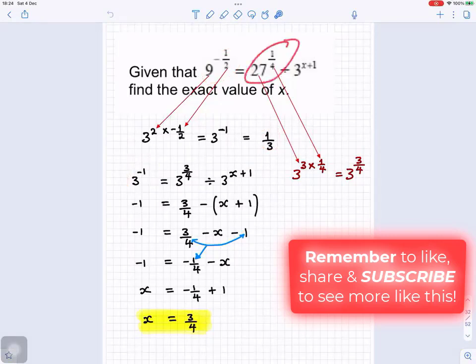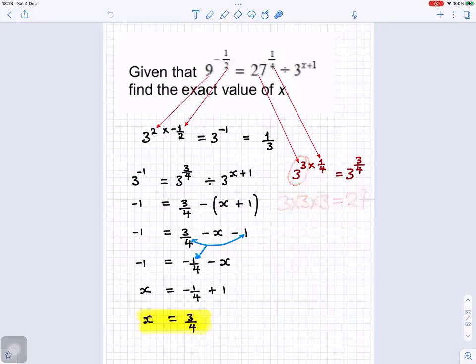Now 27 to the 1 over 4. 27 is 3 times 3 times 3. So 3 to the power 3 times the 1 over 4 gives you 3 over 4. So 27 to the 1 over 4 is 3 to the 3 over 4. Now we've got 3 there, 3 there, 3 there. So this becomes minus 1 is equal to 3 over 4 minus x plus 1. When you divide, you subtract.